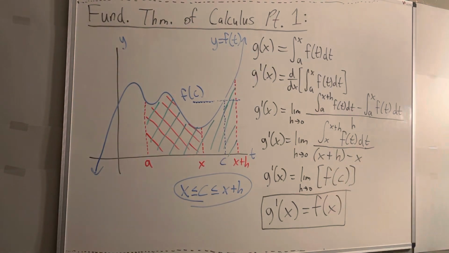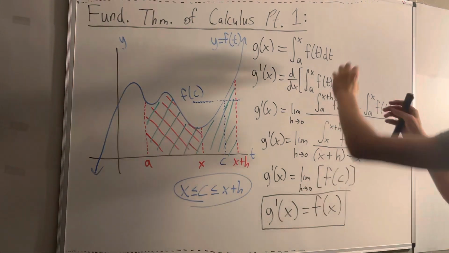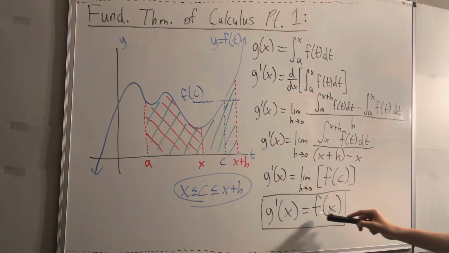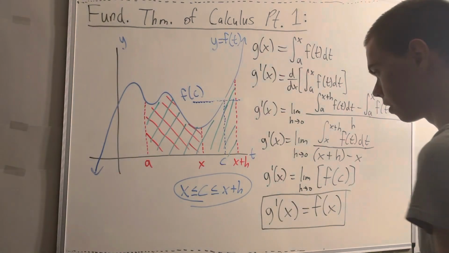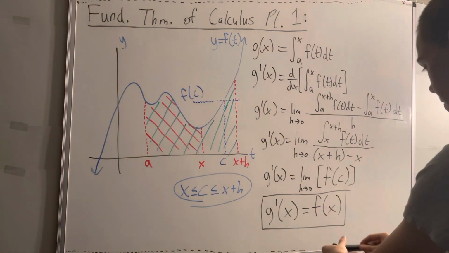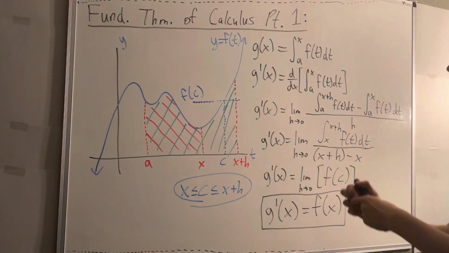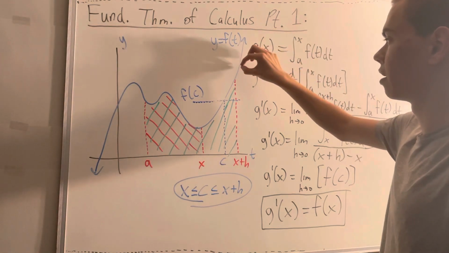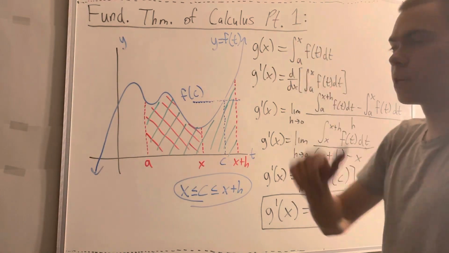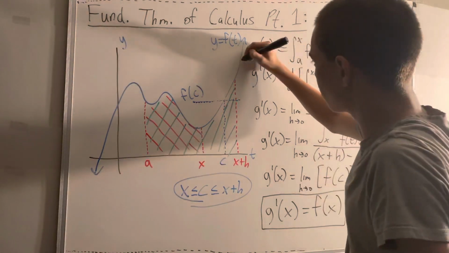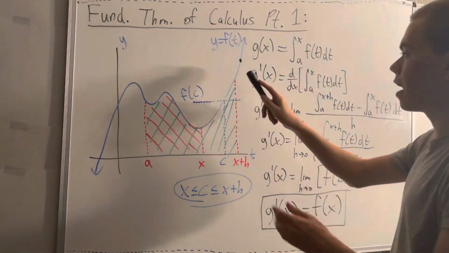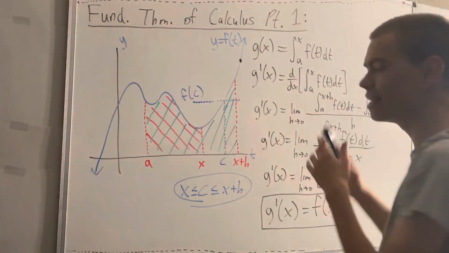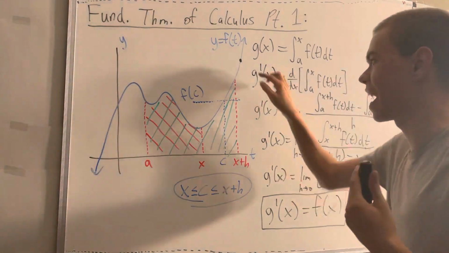How cool is this? So really, g prime of x is the derivative of our integral, and the derivative of the integral of our function is equal to the function itself. What this really means is that the rate at which area is accumulated by our function is equal to the actual value of the function itself. For example, if we choose this point right here, the rate at which our function is accumulating area at this point is equal to the actual value of the function at this point.